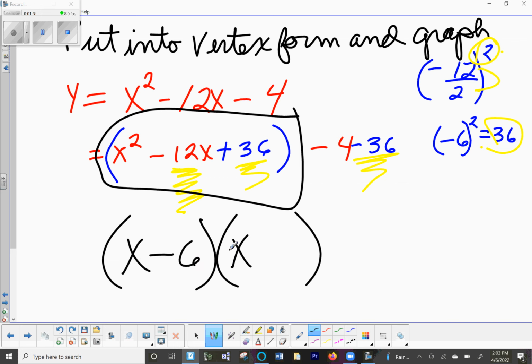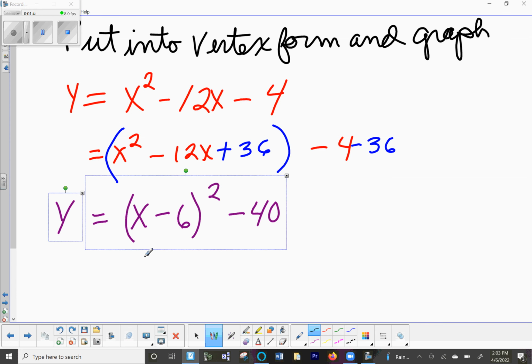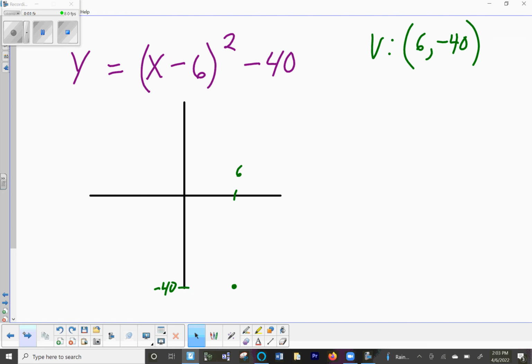It's going to be minus 6 and minus 6. So instead of writing it as x minus 6 times x minus 6, you write it as x minus 6 squared. Then, of course, the 4 and the 36 come together and get you negative 40. There it is in vertex form, and you can easily read off what the vertex is.